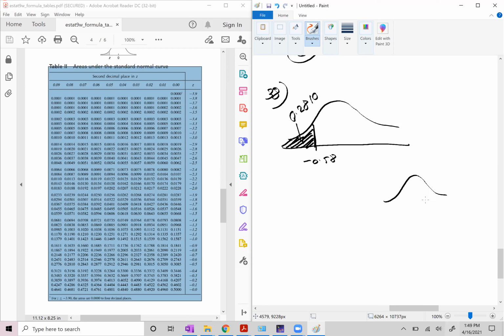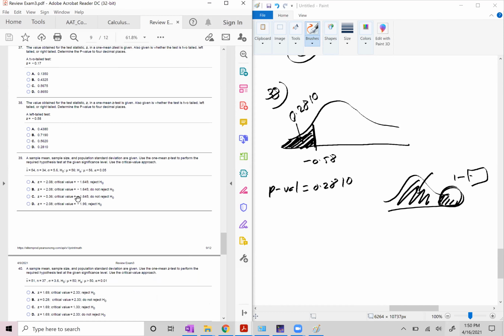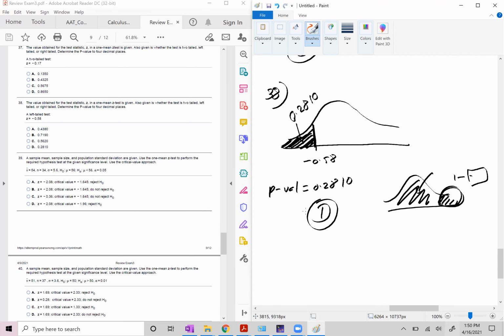If it is a right tail test, note that we are looking for this. From the table we get this region, so to get the other part, you have to do 1 minus this answer. But here we were looking for this area to the left, and that is exactly what we get from the table. So the p-value here is 0.2810, and the answer is D. So 38, answer D.